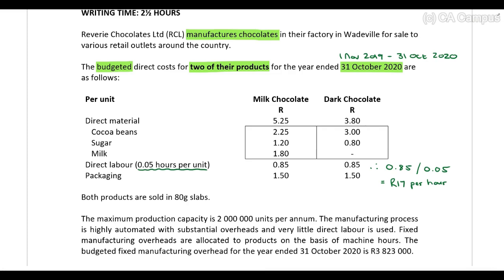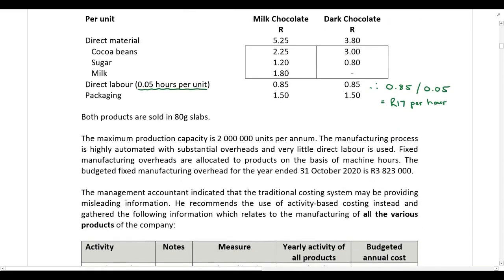All right. And some students really struggle with the logic behind that calculation. So just as a proof, if we look at this logically, if the rate is 17 Rand per hour and it takes them 0.05 hours in order to produce 1 unit, that will give us a unit cost of 85 cents. So please just make sure that you're happy with the logic behind that calculation. All right, and then we're also given the packaging cost, which is R1.50 per unit for both products.